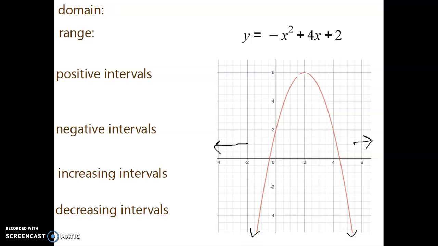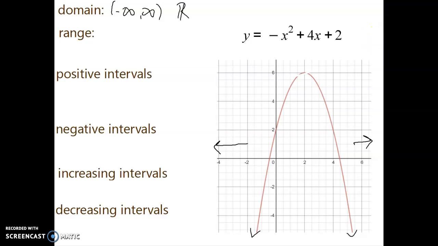Desmos doesn't draw arrows for me. Understood arrows there. If it goes from the left all the way forever, because this arrow tells me it's going down and left, and it goes to the right all the way forever, that comes from this arrow because it's going down and to the right. So my domain is going to be negative infinity to positive infinity, or I can abbreviate that with the all real number symbol.